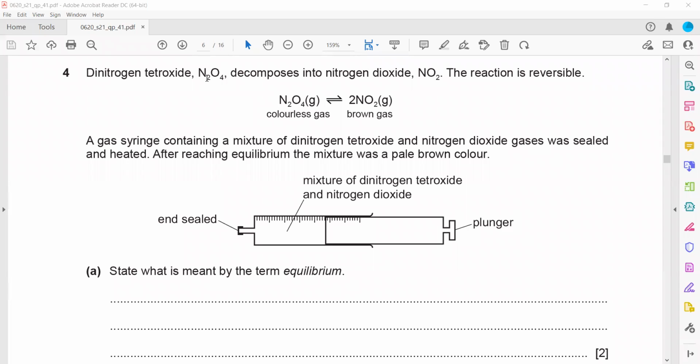So this is another question from the May-June 2021 paper. Dinitrogen tetroxide, which is N2O4, decomposes into nitrogen dioxide, and the reaction is reversible. It means the reactant can form a product and the product can decompose and form back the reactant. A gas syringe contains a mixture of dinitrogen tetroxide and nitrogen dioxide. After reaching equilibrium, the mixture was pale brown in color, meaning light brown in color.